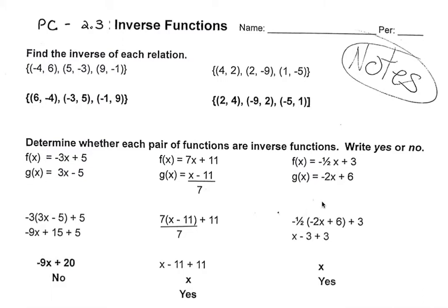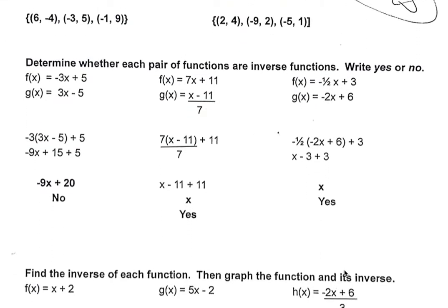Then we have -1/2 times the 6. Well, what's half of 6? It's 3, and then you have to change your sign because of this negative, so we get -3. Plus 3 came along for the ride. Then you'll notice -3 plus 3 cancel out. So you're left with just x, so yes, that works.